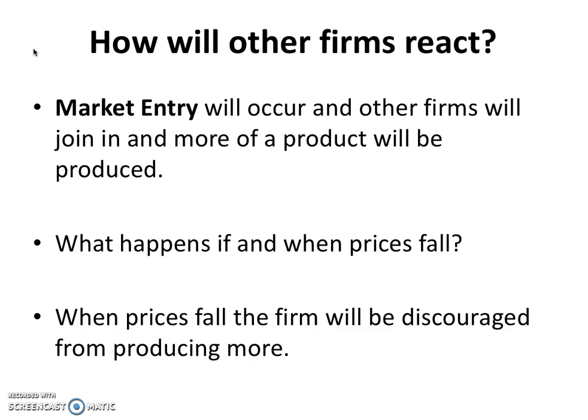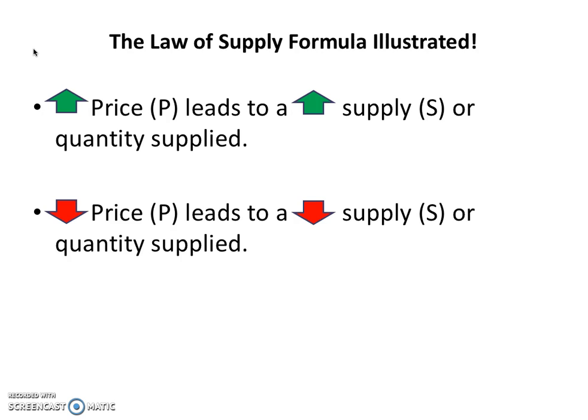You got to learn this stuff. The law of supply, as I said, is a positive relationship, as opposed to the inverse relationship we saw with demand. The arrows are always going to go the same direction. An increase in price will lead to an increase in supply. A decrease in price will lead to a decrease. So the demand ones are opposite.